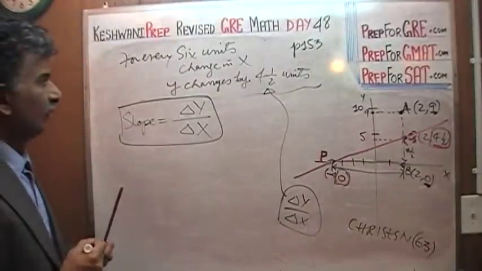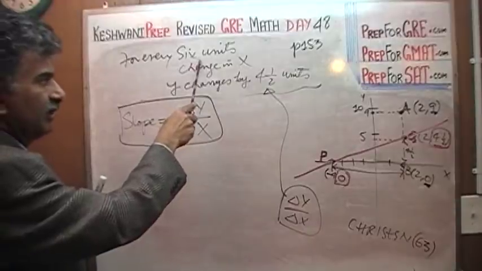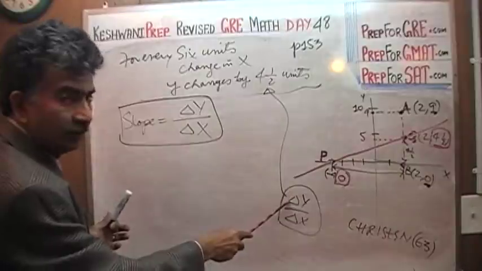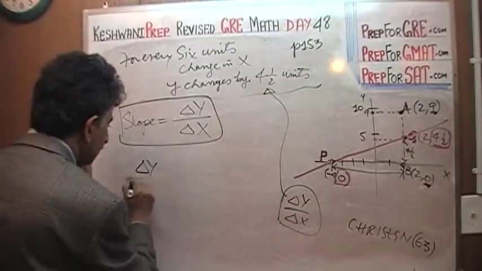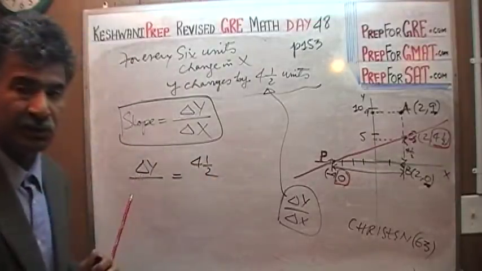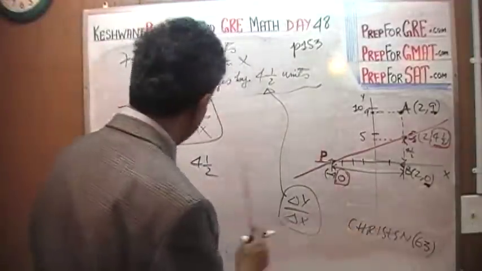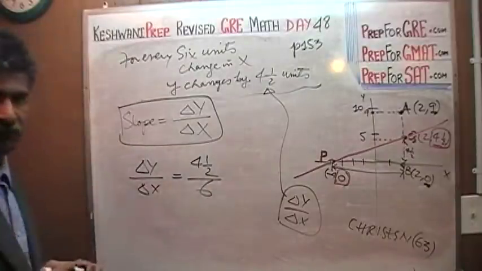It tells us what was the change in y for a given change in x. The y here changed by 4.5 units, so we're going to make a note here. Change in y was 4.5 units. Now, for how many units change in x? For 6 units change in x. From here to here it changed by 6. So the change in x was 6. That's it. That's your answer.